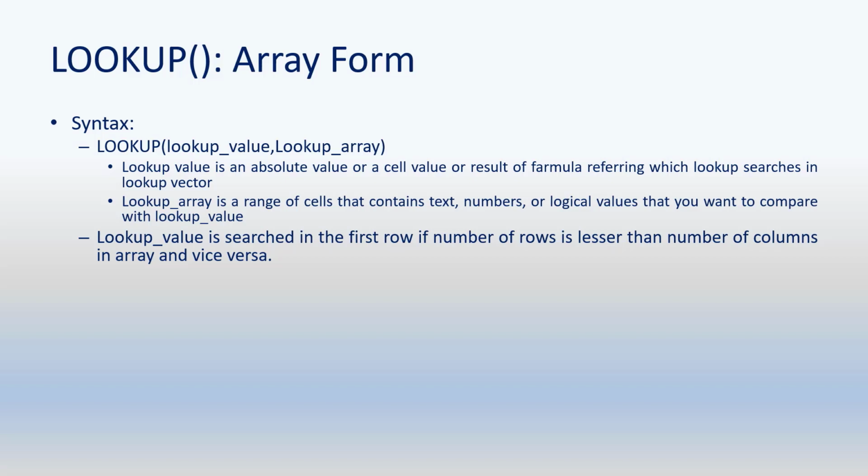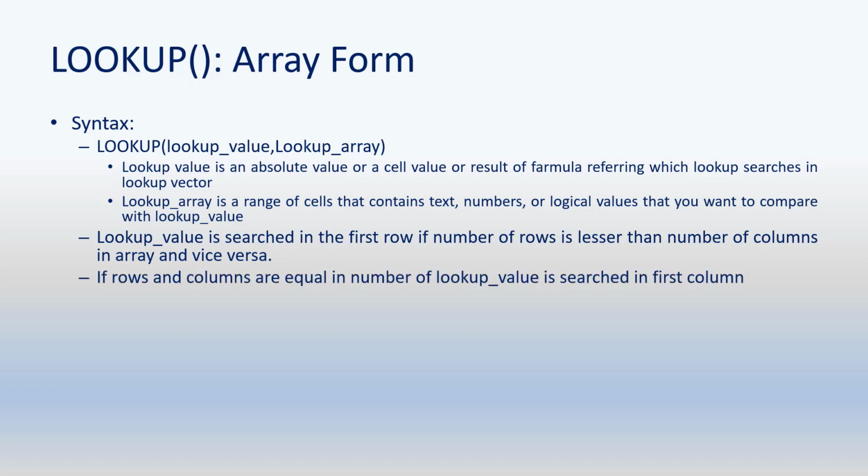That means if you have 2 rows and 3 columns, the search will start with the first row. Whereas if you have 2 columns and 3 rows, the search will start with first column. If rows and columns are equal, like 2 by 2, 3 by 2 kind of array, then the lookup value is set in first column.